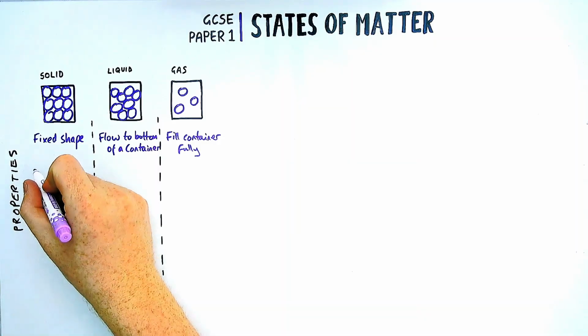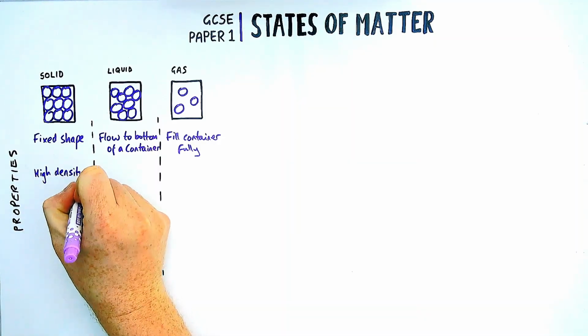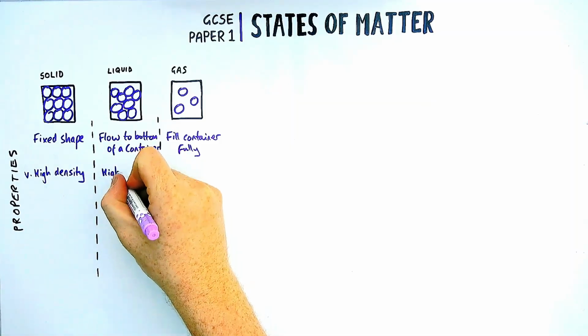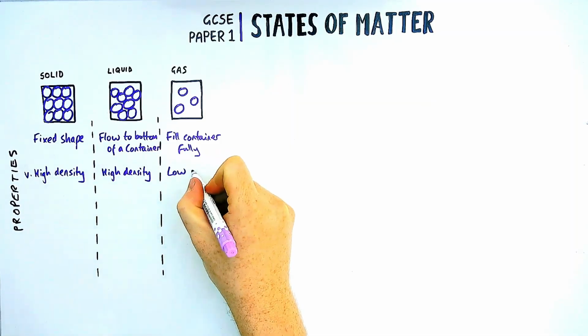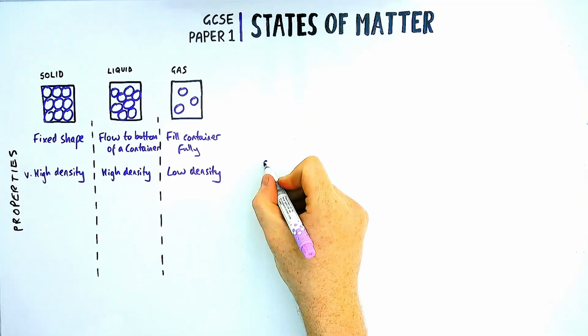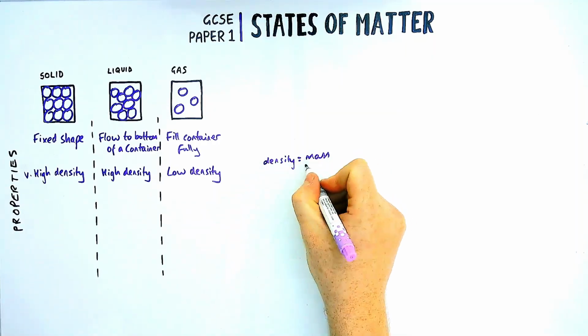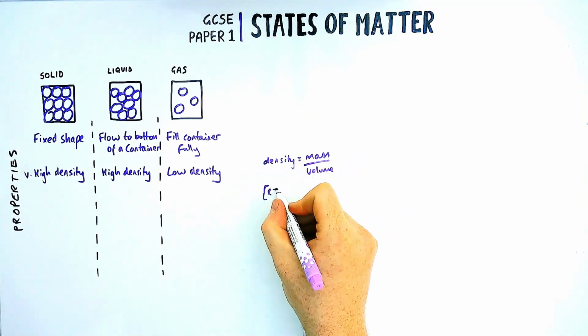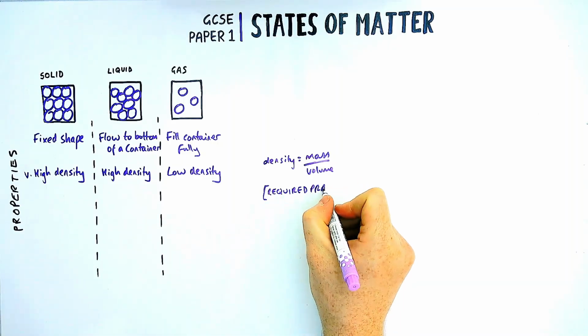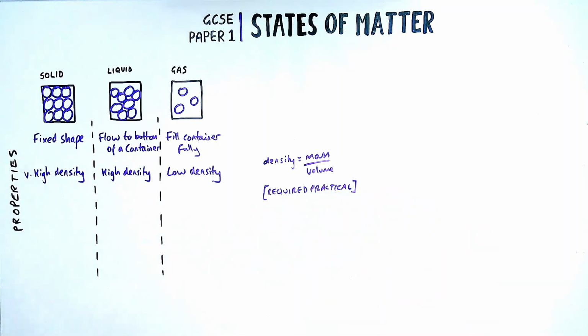Next, we're talking about their density. So a solid has a very high density, liquid has a fairly high density, whereas gas have very low density. A reminder that density is equal to the mass divided by the volume. If you want a bit more detail on how to find the density of different materials, check out my video on the required practical you also need to know for paper 1.